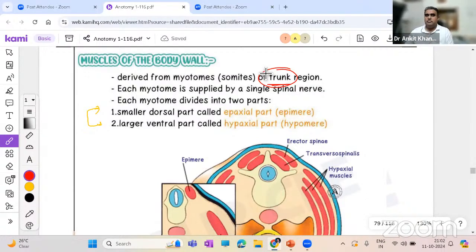Very interesting. Each myotome divides into two parts, a small dorsal part, the epimere, and a large ventral part, the hypomere. So what does it mean? If I'm bending forward, I'm using my abdominal muscles, correct? If I'm tilting left, right, twisting here and there, I am voluntarily using my muscles of the trunk region. Here the hypomere muscles are used, which are supplied by the ventral ramus of the spinal nerve.